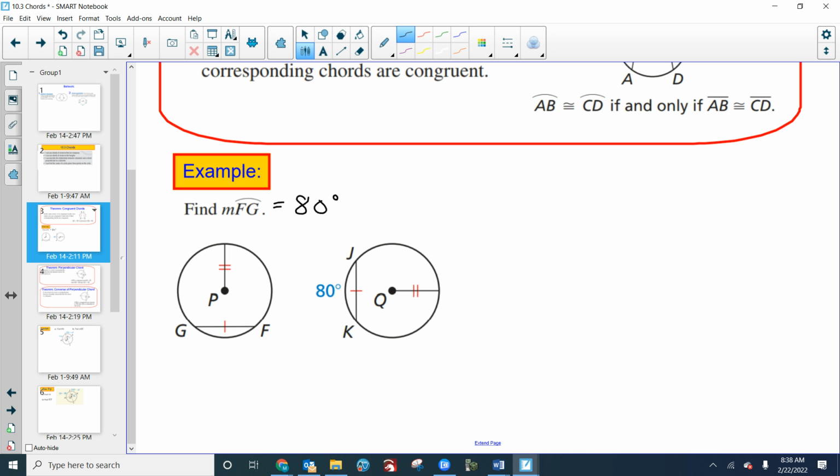Now, do you notice it's not talking about the length of that chord? It's talking about the measure of the arc, FG. See how it's an arc above it? That's actually what we're talking about. Okay. You would never say a segment is 80 degrees long. It doesn't make sense in this context. All right.